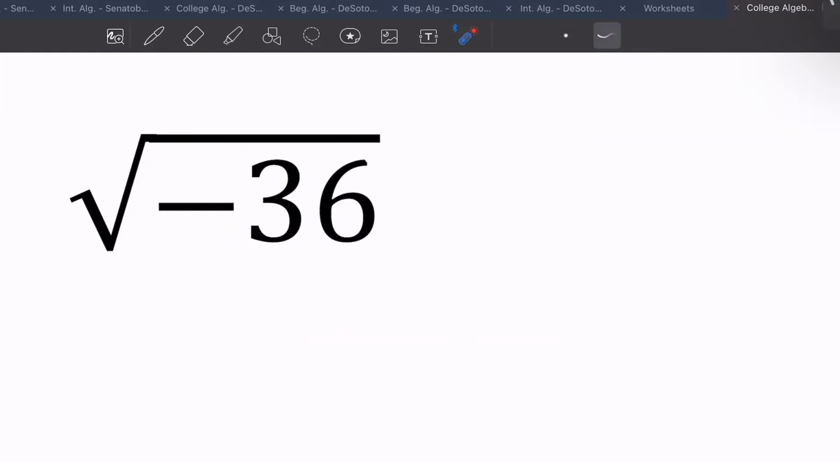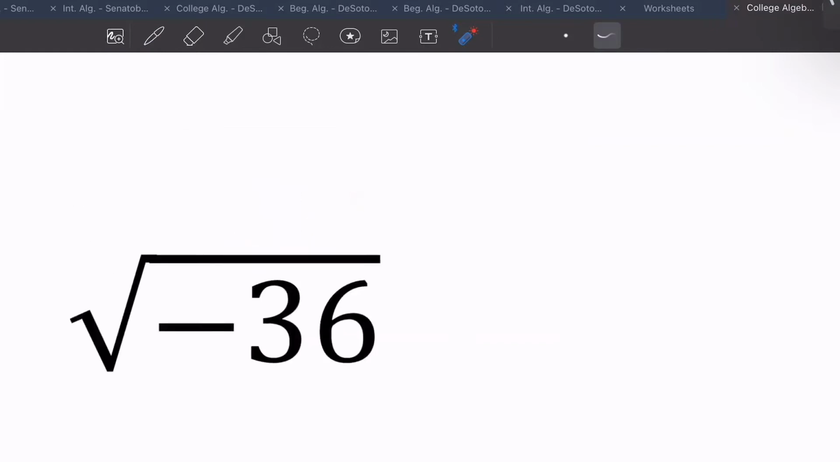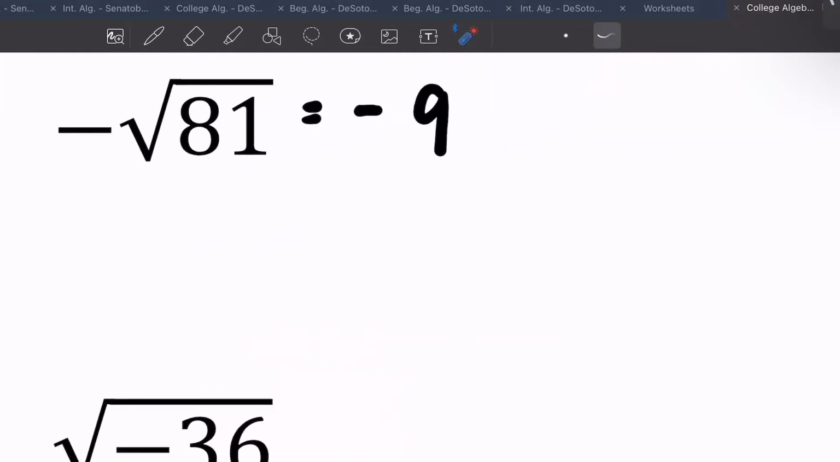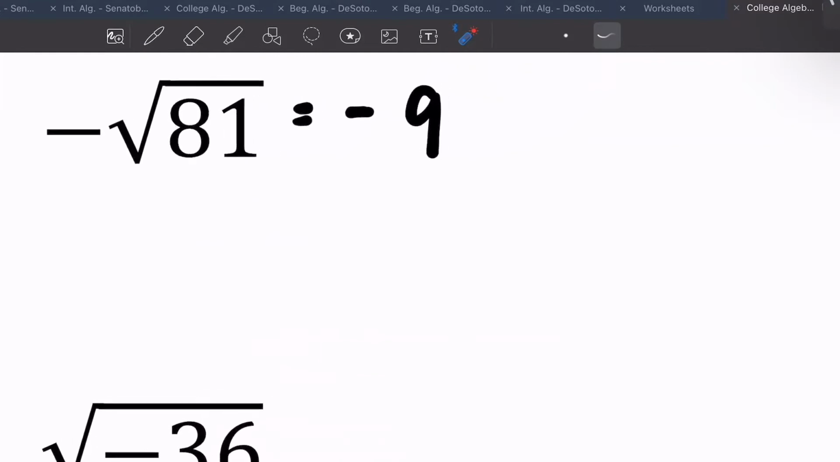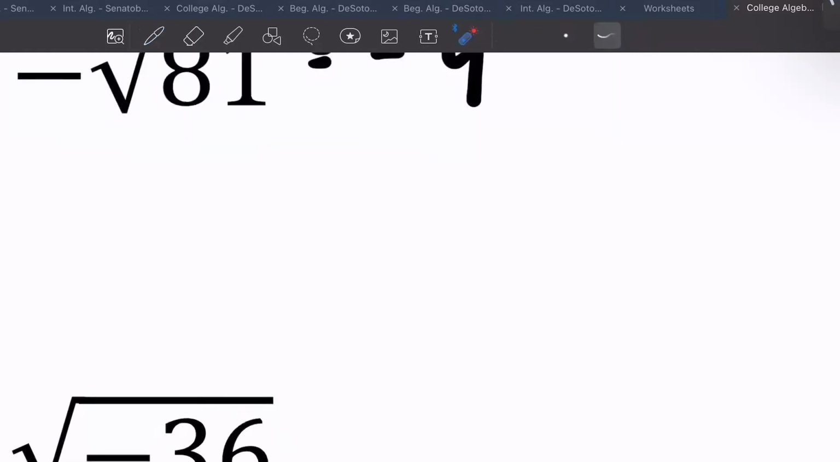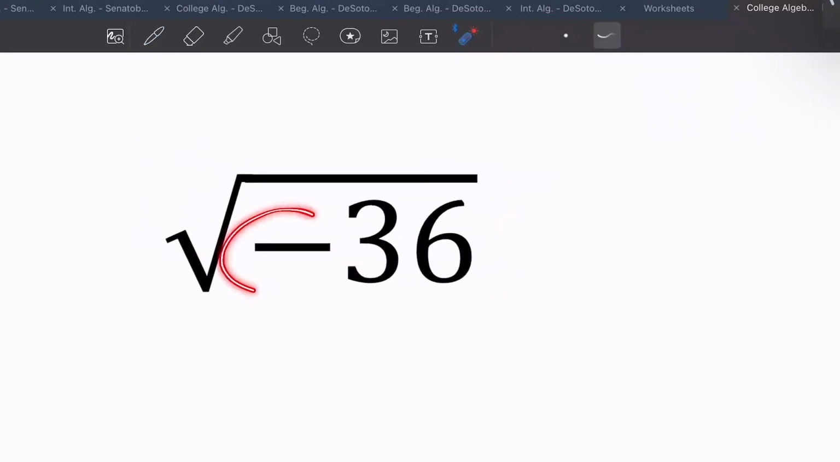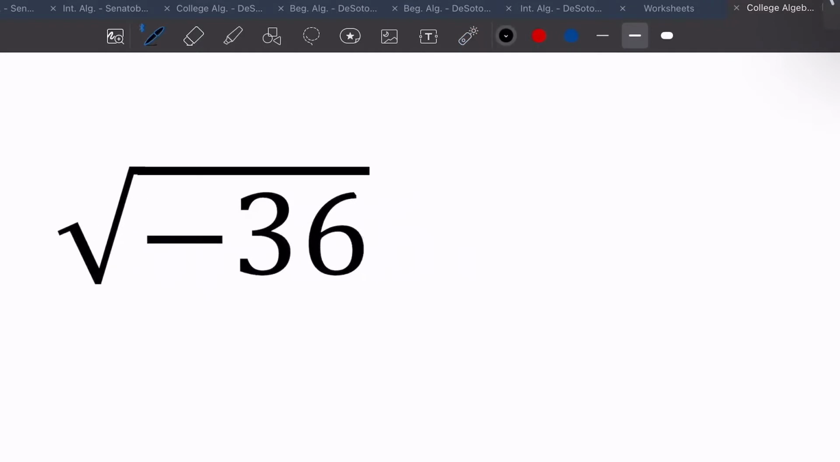All right. Well, look at this one. The square root of -36. Notice the way that I said these two different examples. Up here, I said the negative square root of 81, and on this one, I said the square root of -36. The problem with this guy is that the negative is inside the house, and that is illegal. We don't like that. That is a no-no.